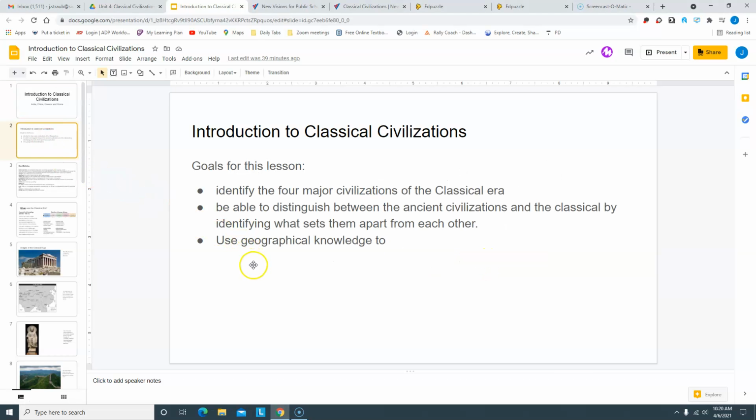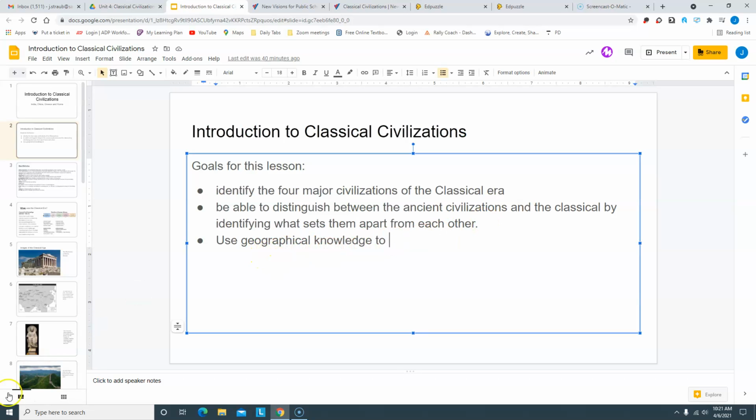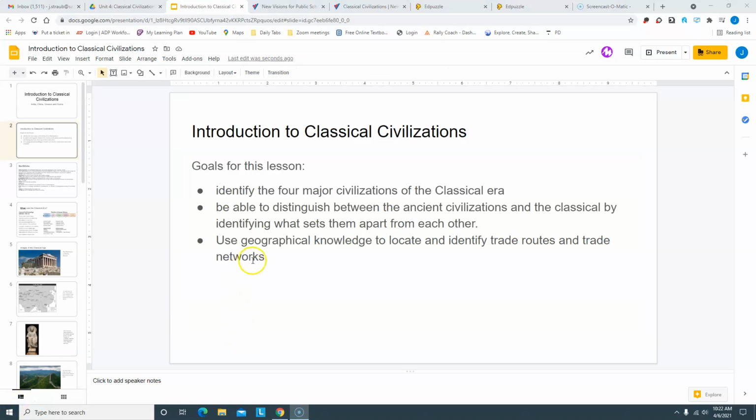So the goals for this lesson, what I'm looking for you to be able to do by the end of this lesson, is to identify the four major civilizations of the classical era, be able to distinguish between the ancient civilizations and the classical by identifying what sets them apart from each other. Also, you're going to use geographical knowledge to locate and identify trade routes and trade networks. So those are your goals for this lesson.